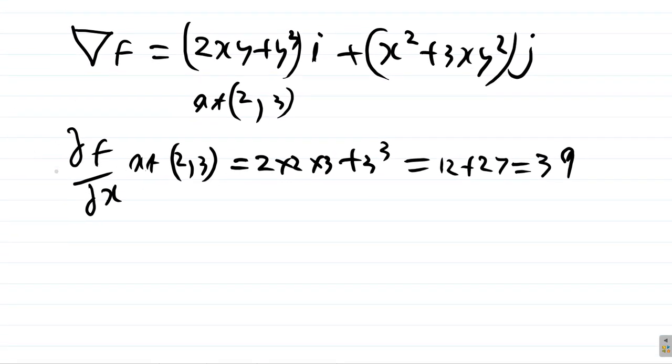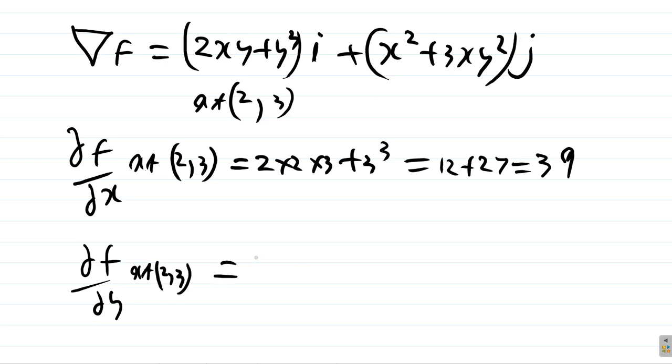And then, by the way, remember, if you're looking online for examples, sometimes they don't put the "at", they just say delta f by delta x and this in brackets, or f_x, the other notation here. Sometimes you will see that, but it's the same thing. Delta f by delta y at (2, 3). What is it?